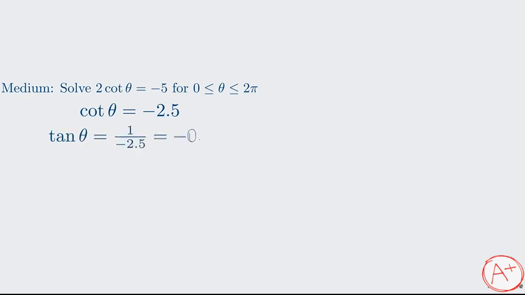For the medium question, we solve 2 cot theta equals -5. Dividing by 2, we get cot theta equals -2.5. Rewrite this in terms of tangent. Tangent theta equals 1 over negative 2.5, which is negative 0.4. The principal value is arctan of negative 0.4, which is negative 0.38 radians. Since our range is 0 to 2 pi, we find the positive equivalents.